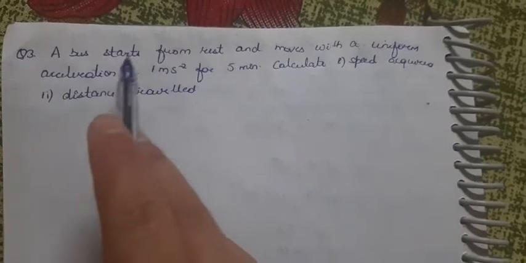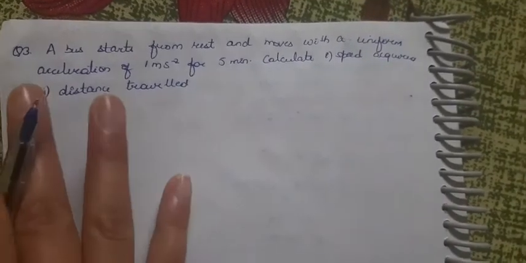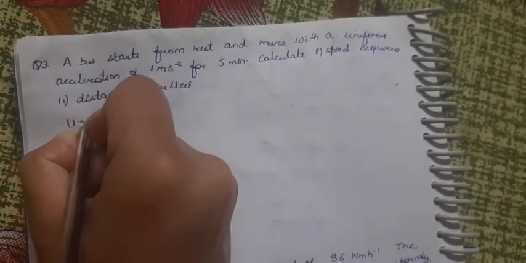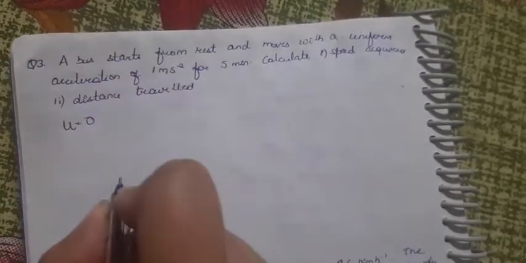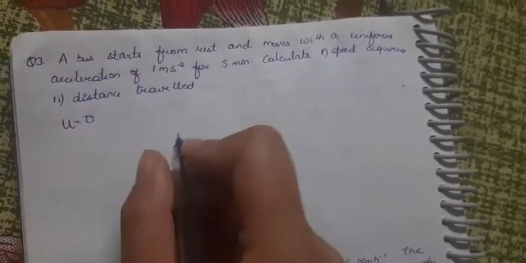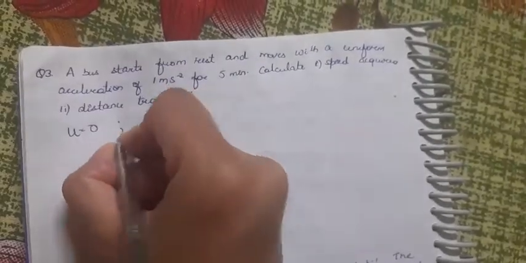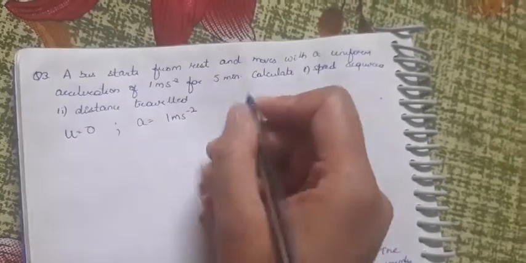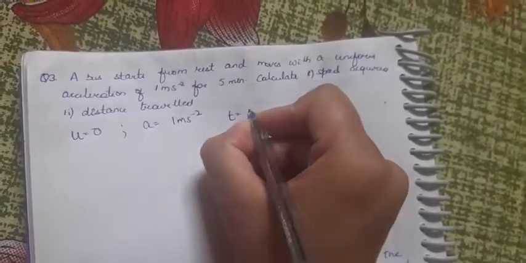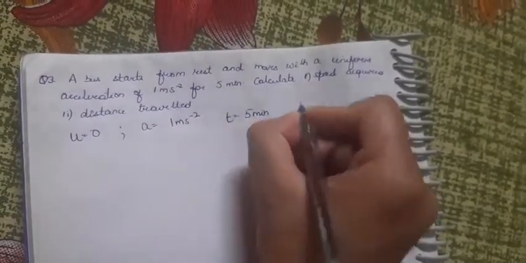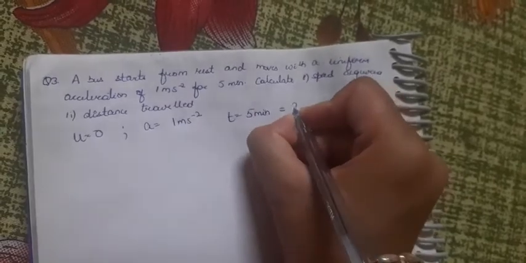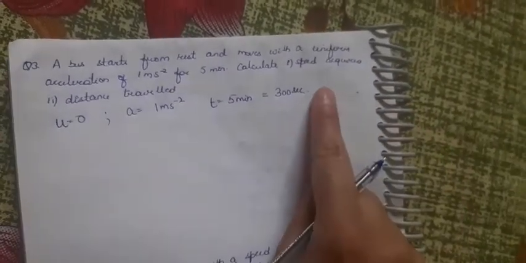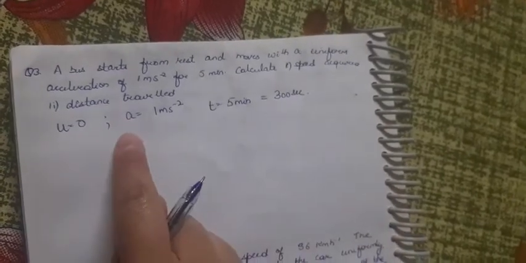Third question, a bus starts from rest. It is starting from rest, therefore u would become 0, and moves with a uniform acceleration of 1 meter per second square. Acceleration is 1 meter per second square for 5 minutes. Time is equal to 5 minutes. Let us convert it to seconds. 5 minutes में कितने सेकंड हो जाएंगे? 300 seconds. We need to find speed. We need to find distance.